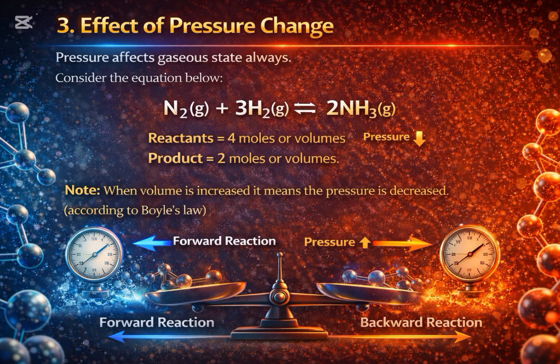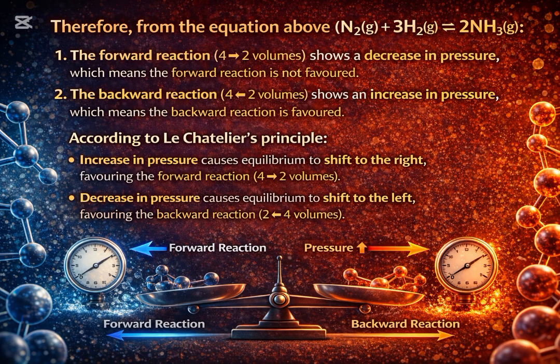Note that when volume is increased, it means the pressure is decreased, according to Boyle's law. The Boyle's law states that the pressure of a given mass of gas is inversely proportional to the volume, provided the temperature remains constant. So, in that case, the inverse proportionality means when the pressure is higher, the volume is lower. Or when the volume is higher, the pressure is lower. So, having 4 moles or 4 volumes at the reactant means the pressure is small compared to the product side, which has 2. Let's move further.